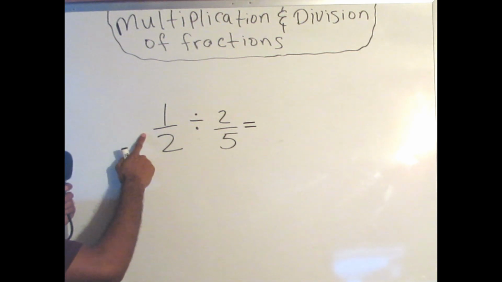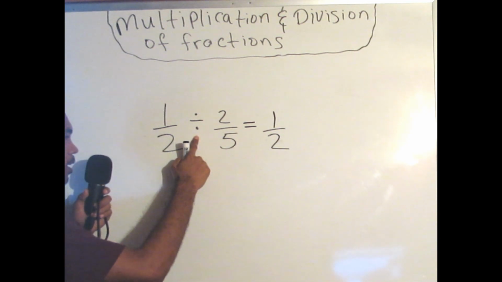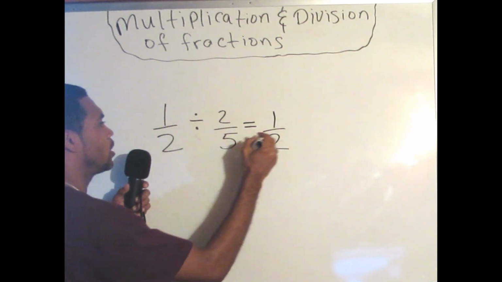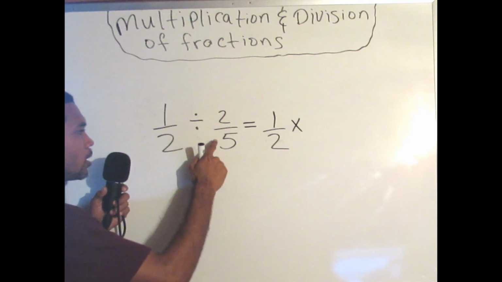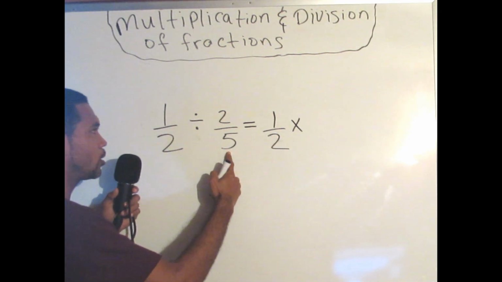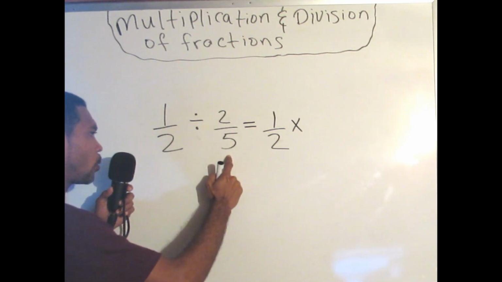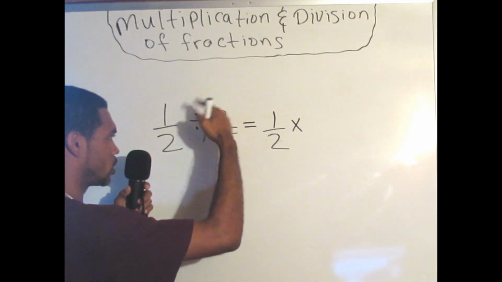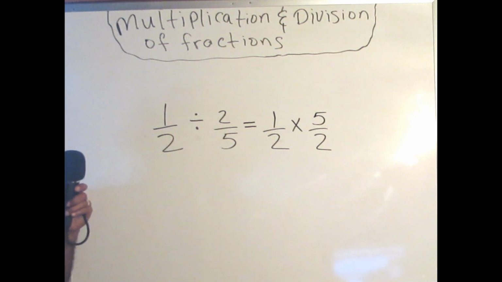So the first thing we want to do, the rule in dividing fractions, we want to place our first number, which is half, and change our sign from division to multiplication. And after we change our sign, the rule says that you will change your denominator to your numerator. So now your denominator will go to the top and your numerator will go to the bottom. So we'll switch it around. So now it's 5/2. And see, now we're multiplying fractions because it changed from division to multiplication.